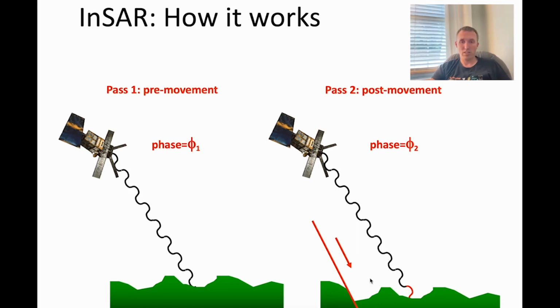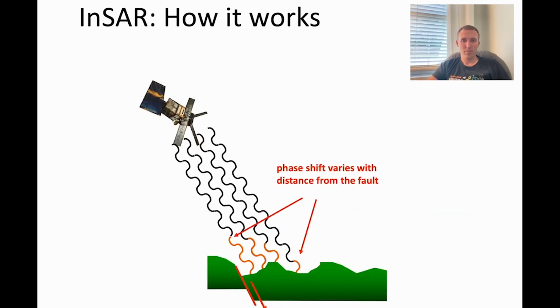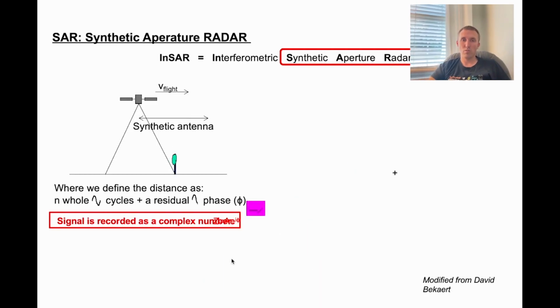So just imagine you take this wave and you subtract this wave, you'll get this difference here. This difference is the little red portion. And we can make a map of that because we can do this difference for every pixel in our image. So phase shift varies with distance from the fault. That's because there might be different amounts of deformation depending on how close you are to the fault.